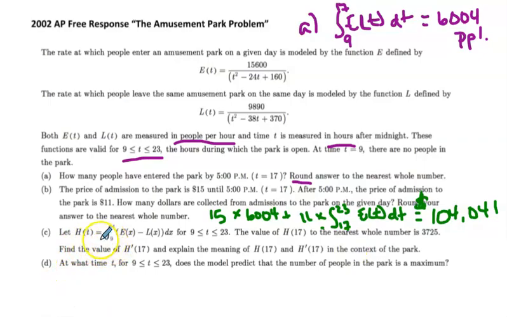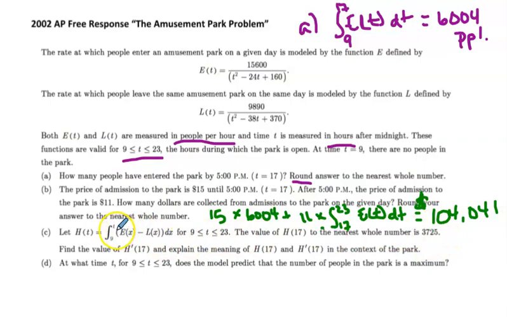Part C says let h equal the integral of rate in minus rate out from 9 to t. So that is going to be the net number of people who have entered the park. We have the rate at which they enter versus the rate at which they leave. So at any given time t, it's the net change in the number of people in the park. They're telling you the value of h of 17 to the nearest whole number is 3,725.